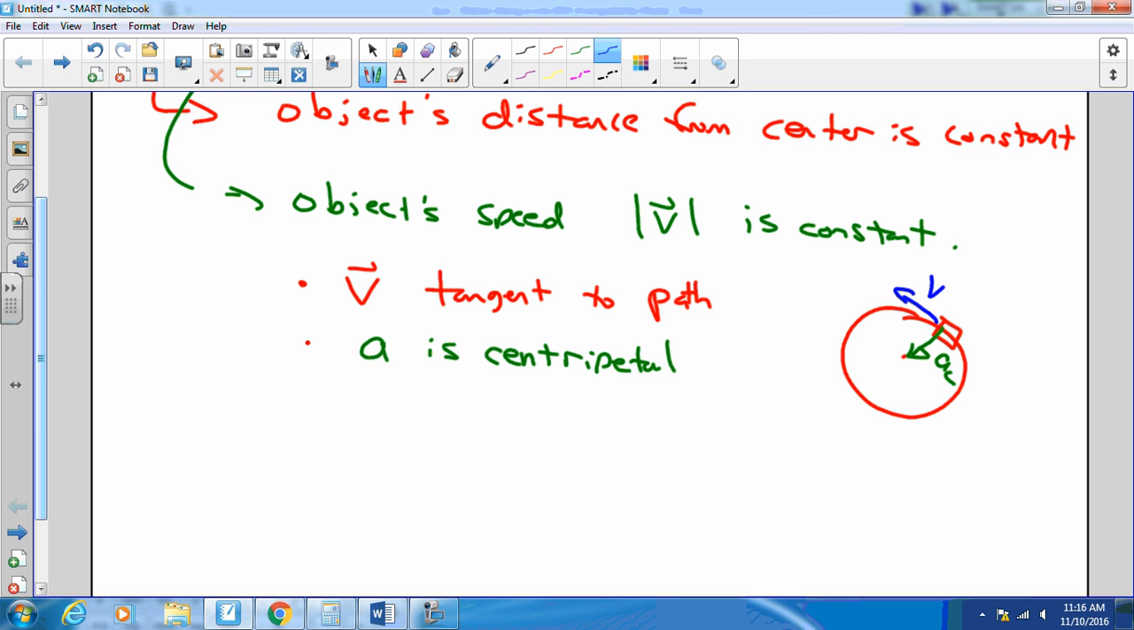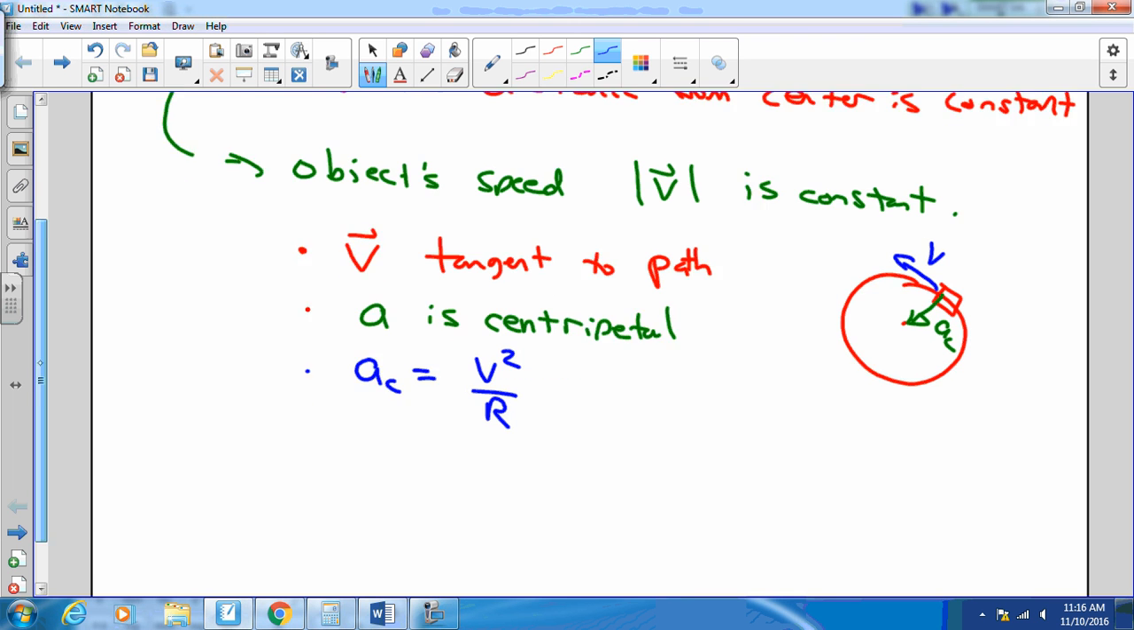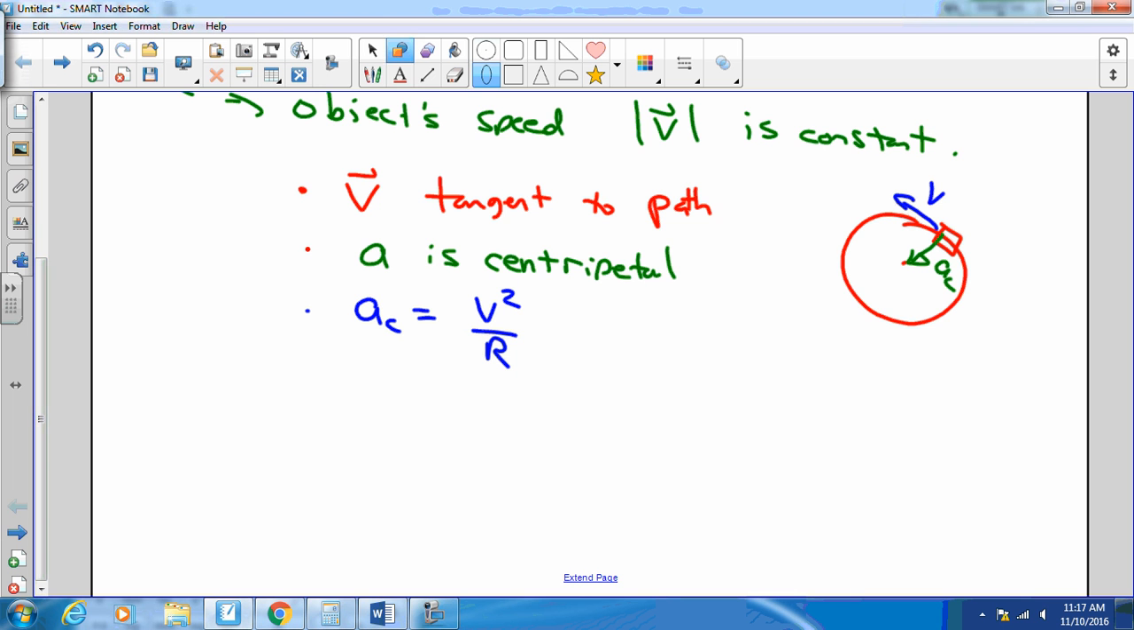And then finally, what we found out yesterday at the end of class, and I'll walk through the derivation one more time, is that the magnitude of the acceleration needed in order to make the object move in a constant circle with uniform circular motion is v squared over r. And the reason for that is as follows.